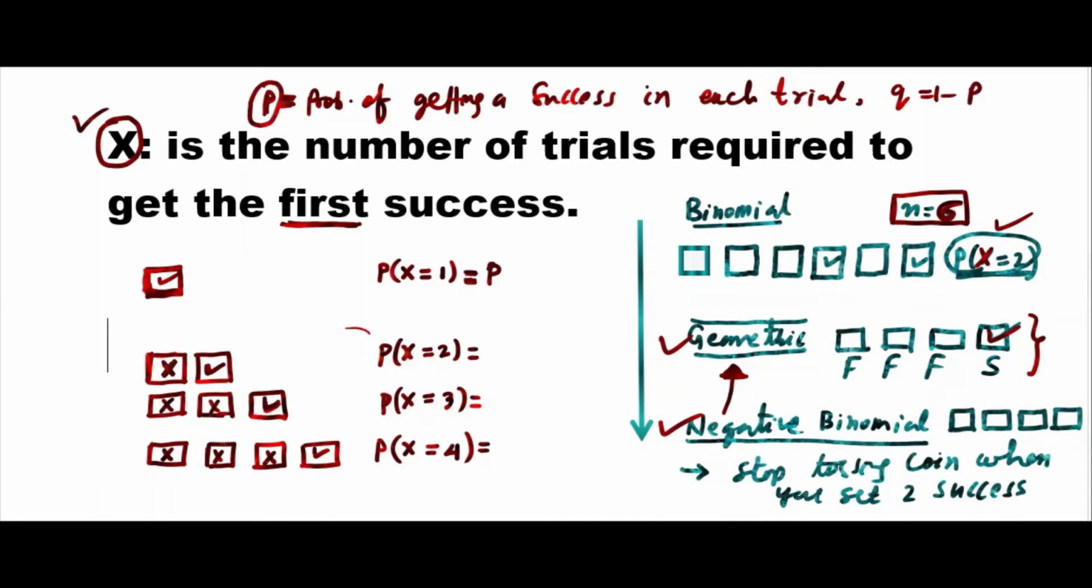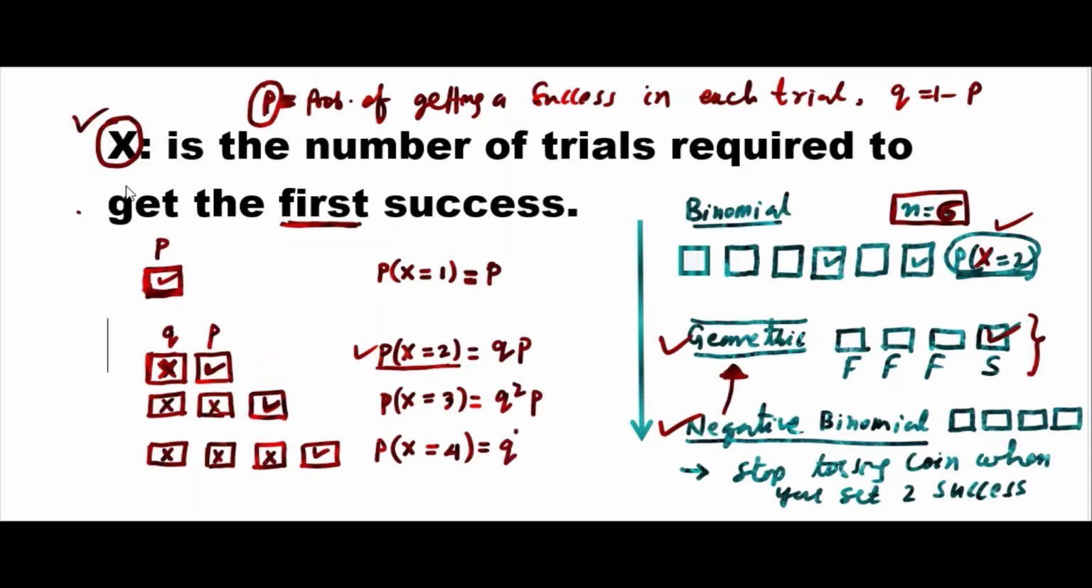Now what is the probability that X is 2? This means you got a failure in the first attempt. You failed to get head in case of tossing the coin, but you got a success in the second trial. That means first you write Q, and then you are multiplying probability, so it will be Q multiplied by P. You have to remember this. This one will be Q square multiplied by P, Q square P, okay.